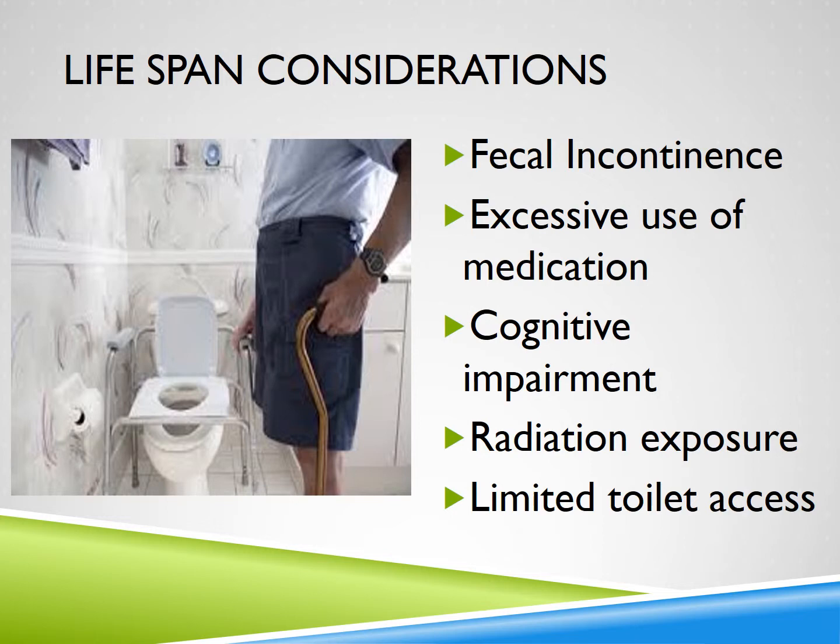Cognitive impairment, such as dementia or Alzheimer's disease. These clients forget to go to the bathroom sometimes. They might feel the urge, but they forget about that urge very quickly, and so they forget to go to the bathroom. Radiation exposure or therapy can cause scarring and damage to the sphincters in the anus and the rectum. There are times when patients need radiation for cancer in that area, so it scars those sphincters, which causes an inability to hold the stool.